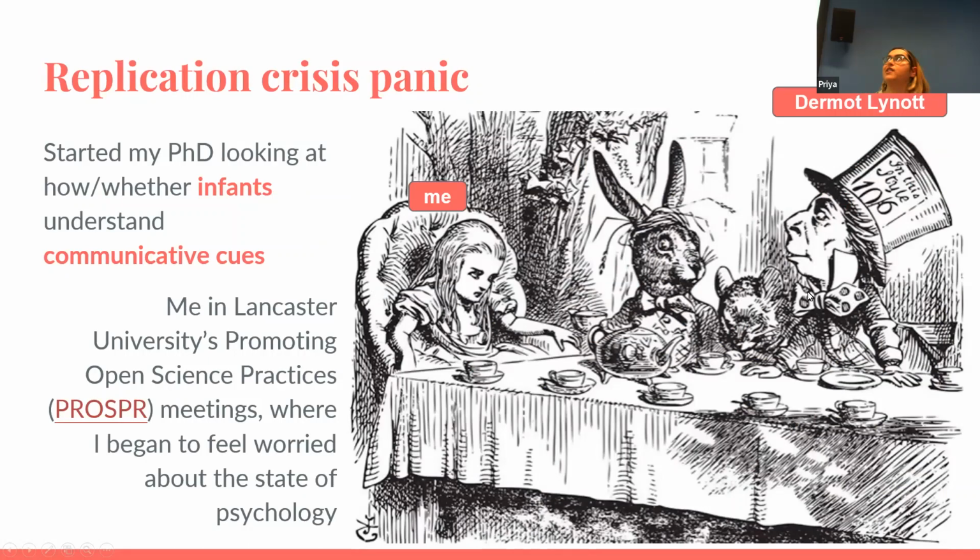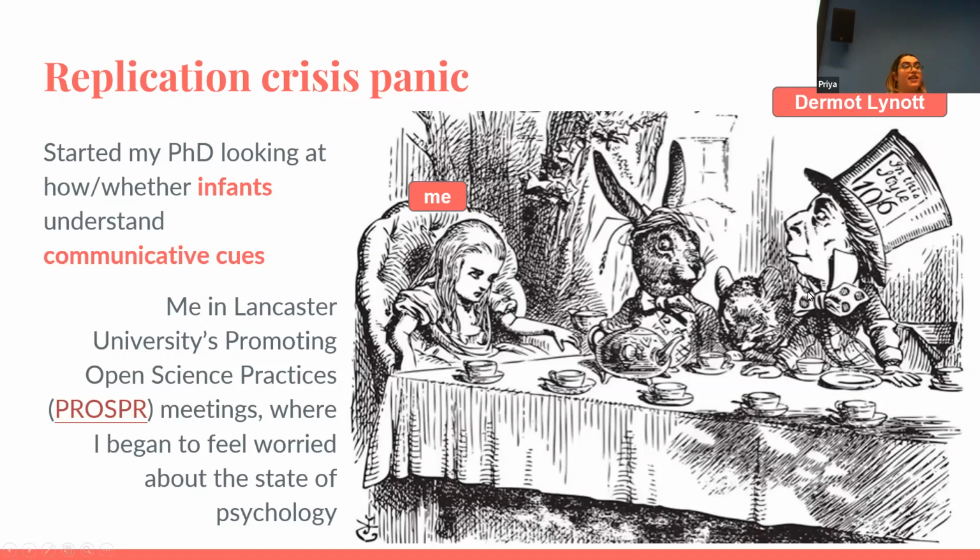What I mean by communicative cues is things like direct eye contact, referential gaze towards objects, infant-directed speech, so like that weird sing-songy voice that we use when we talk to babies, things like that. So do babies understand what these things mean? If so, how do they understand these things? Those were the kinds of questions I was looking at.